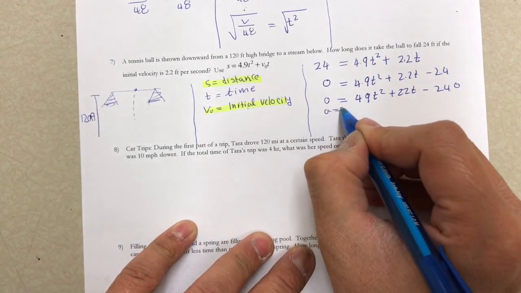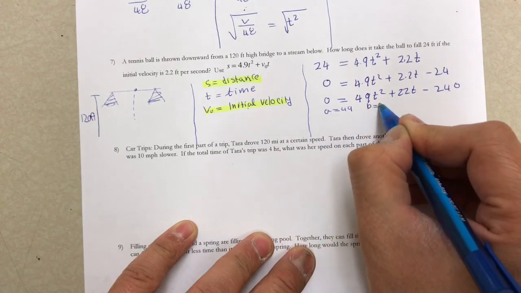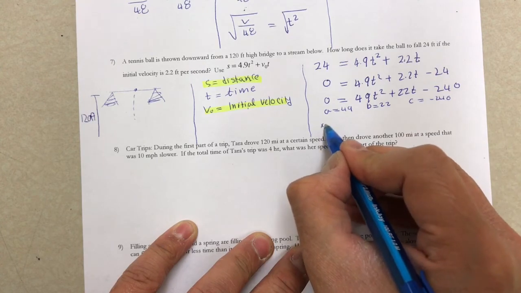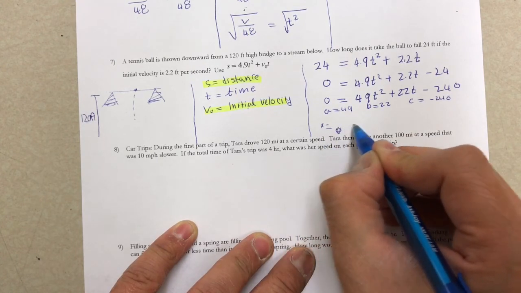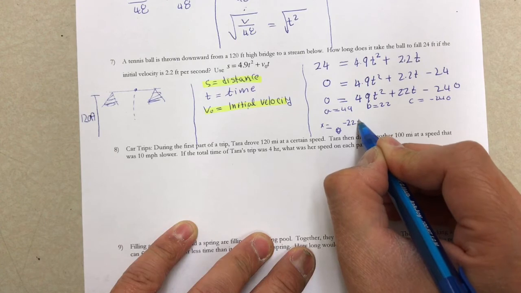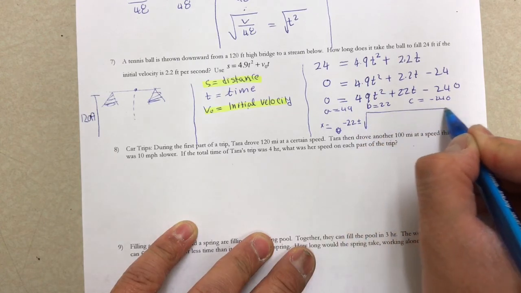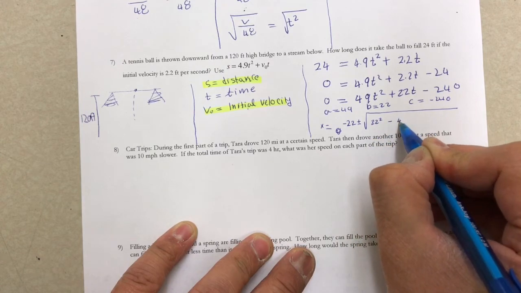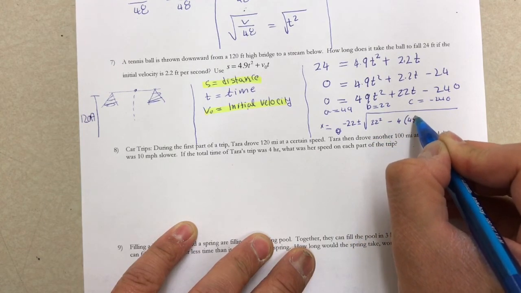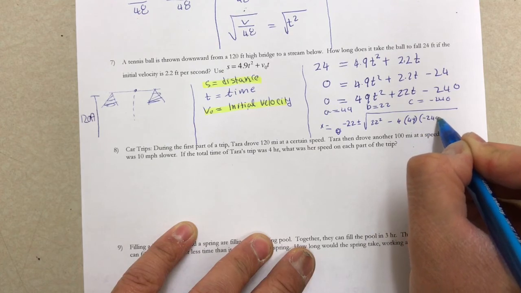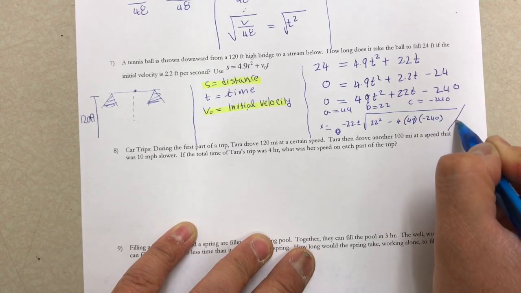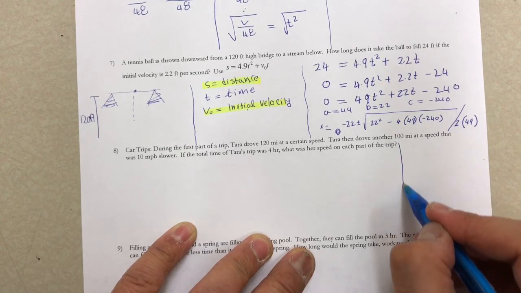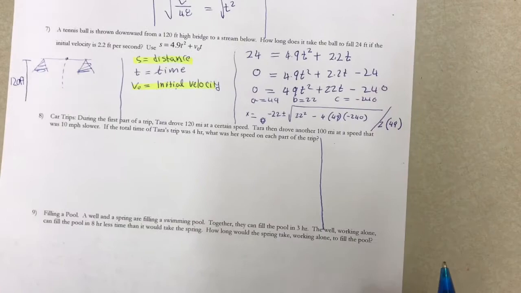So A equals 49, B equals 22, and C equals negative 240. Okay. Plug that into the quadratic formula. Negative B plus or minus the square root of B squared minus 4AC, all divided by 2A. Okay? So let's plug that into a calculator and see what we come up with.